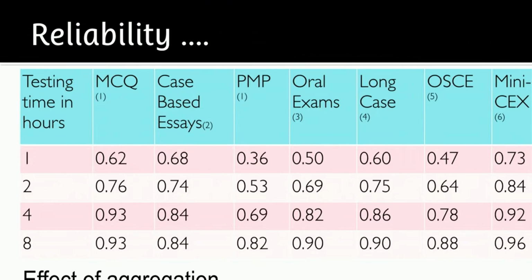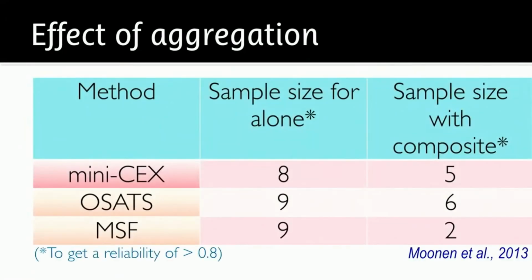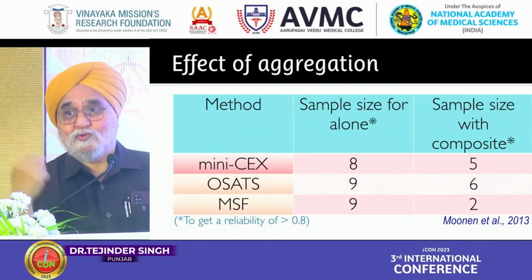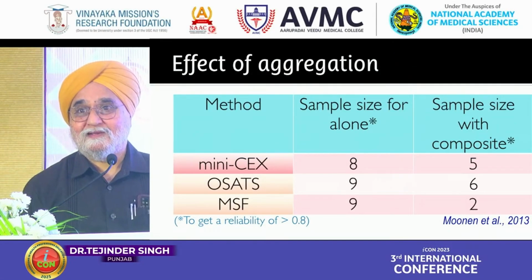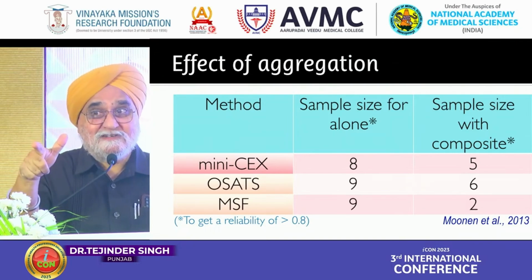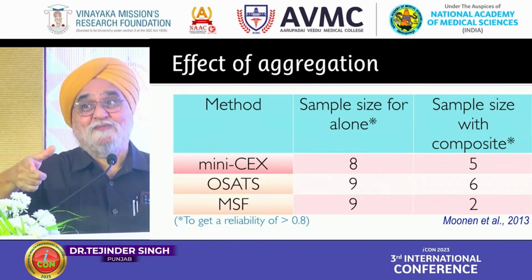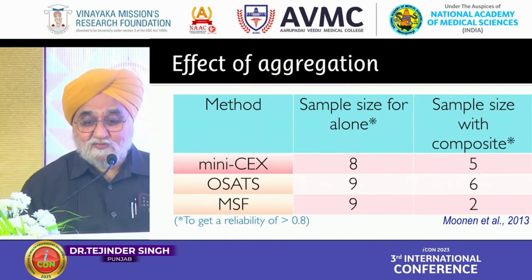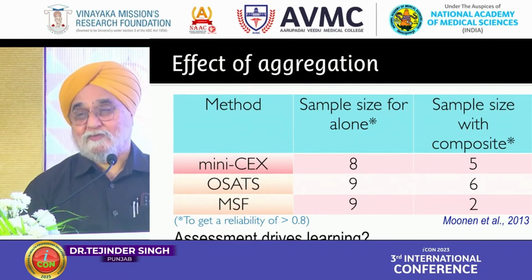And not only does increasing the sample size help, in fact, if you aggregate or club various assessments together, then you are again benefited. Look at this, sample size for standalone multi-source feedback is 9. But if you club it with other assessments, you need only 2. So have multiple assessments, have assessments in combination in the form of an assessment toolbox, and that is what is going to help you out.